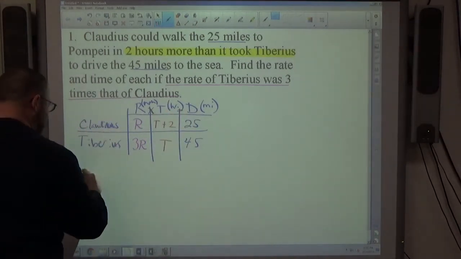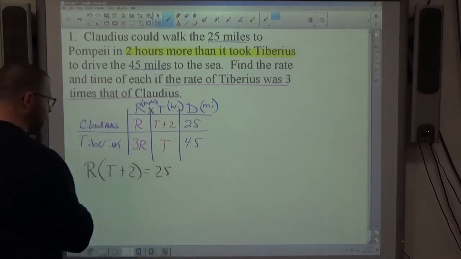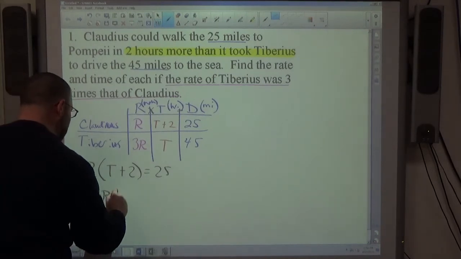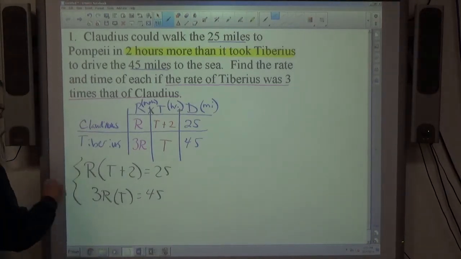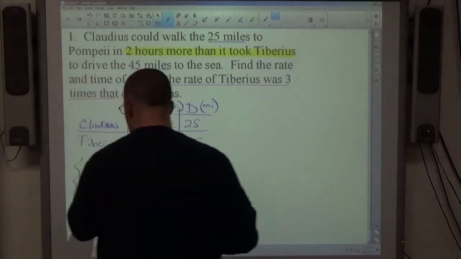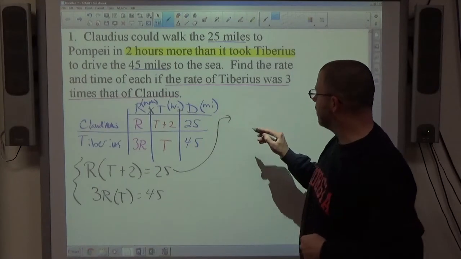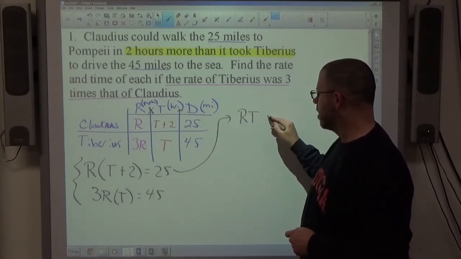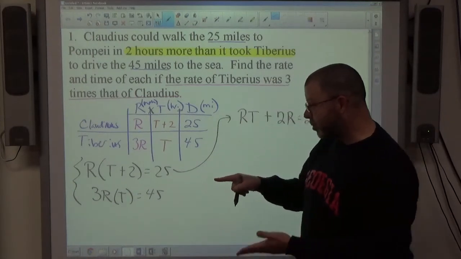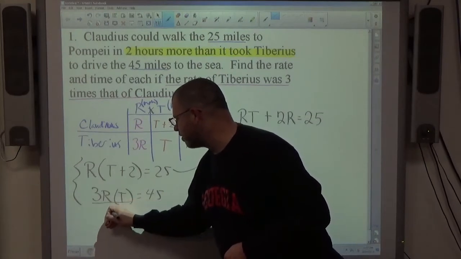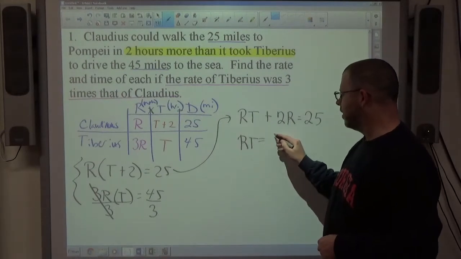So the rate of Claudius times the time of Claudius is equal to the distance of Claudius. The rate of Tiberius times the time of Tiberius is equal to the distance of Tiberius. So that'd be priority one, to set up this little system of equations here. Both equations can be simplified a little bit. The first thing I would do to the top equation is distribute the r through the parentheses. So I'm going to get rt plus 2r is equal to 25. The bottom equation, I've got 3rt equals 45. I can divide by 3, that gets me rt is equal to 15.